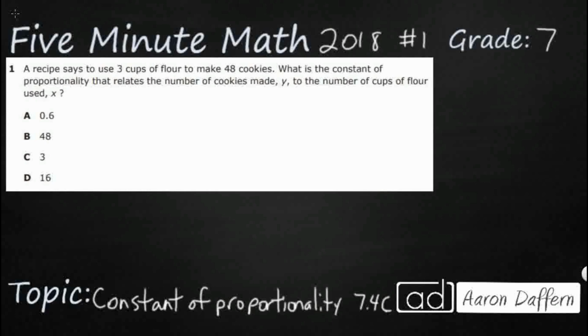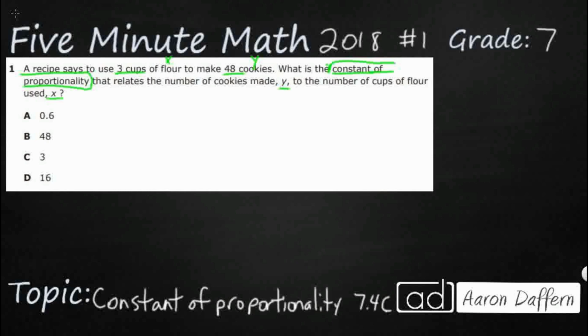So a recipe says that we need to use, we've got a proportion here, right? 3 cups of flour to make 48 cookies. And this is our clue right here, we're dealing with something special, constant of proportionality. That's our big vocabulary word. That relates the number of cookies made, y. Now they're even giving you some variable labels here. So cookies is y to the number of flour used, x. So number of cups of flour is x, cookies made is y.